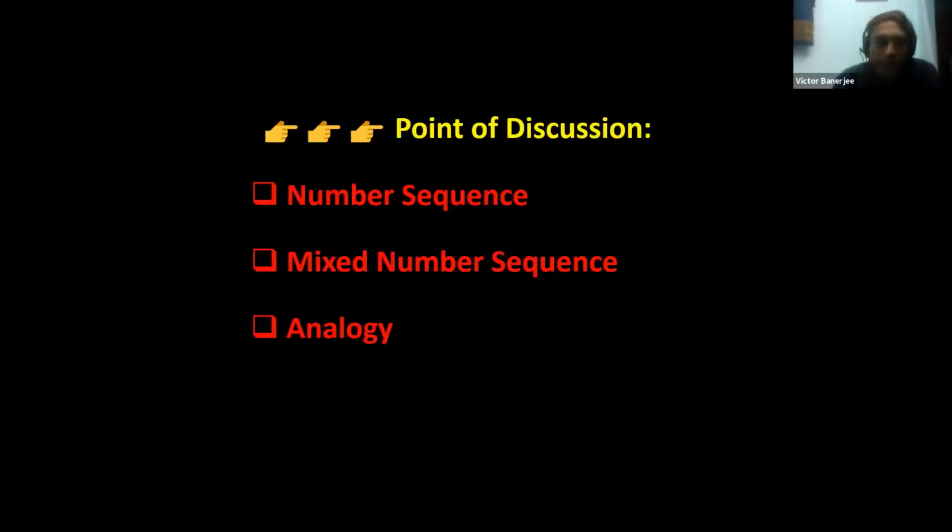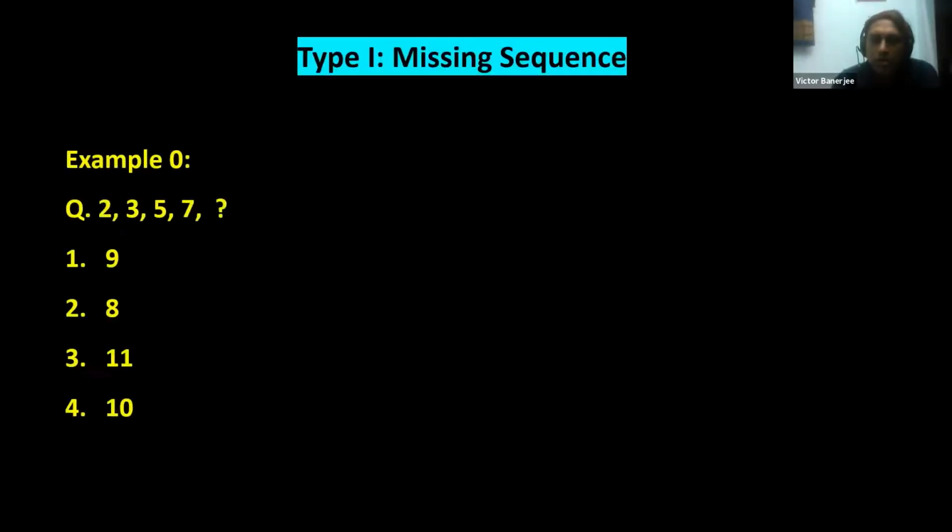First, I'll quickly explain the types and the structure. This is the first type of question, the missing sequence. This is the first example. A sequence pattern is given: 2, 3, 5, 7. You have to find the next number. Now, I'll only explain some questions. You don't have to solve them. When there is a practice question, you solve it.